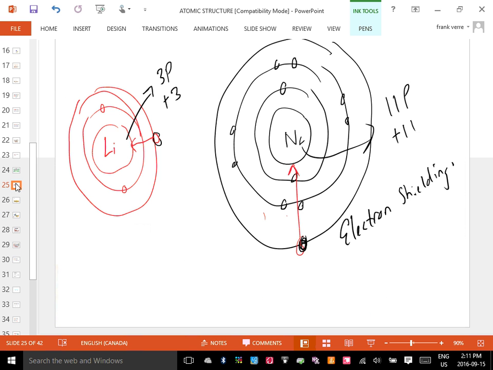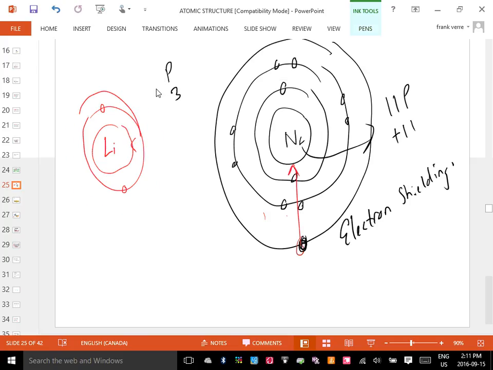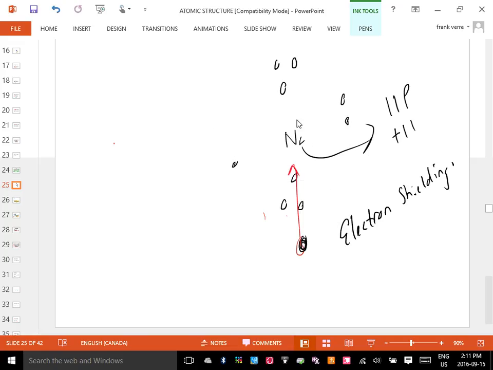Let's go back to our picture, okay? Why would one atom have a higher electronegativity than another atom? So I'm going to draw 2 atoms for you. I'm going to erase this.